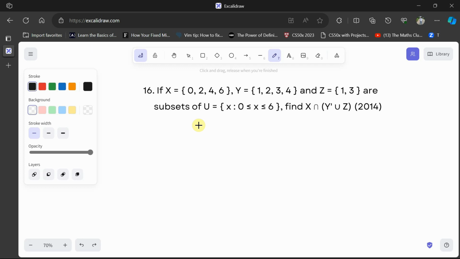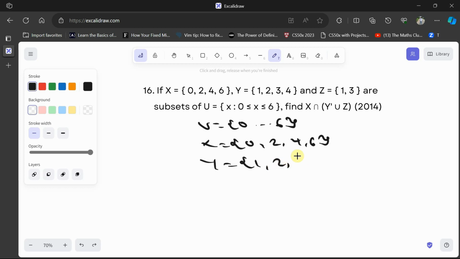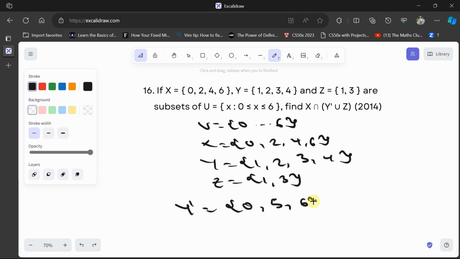So what do we know about the universal sets? This is like saying X such that X is between 0 and 6 inclusive, because of this equal to sign under. So this 0 up to 6. Our X is 0, 2, 4, 6. Our Y is 1, 2, 3, 4. Our Z is 1 and 3. Let's always find what is in the brackets first. What is Y prime? Y prime is anything that is in the universal set that is not in Y, and that would be 0, 5 and 6.